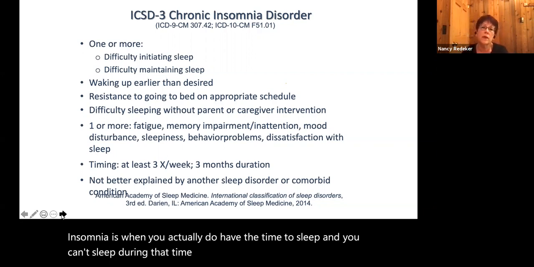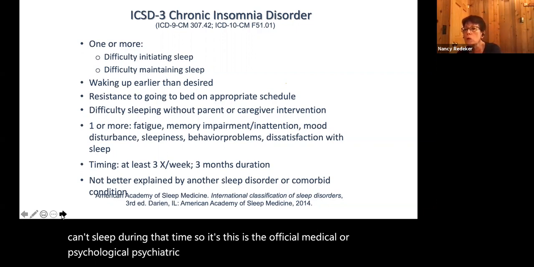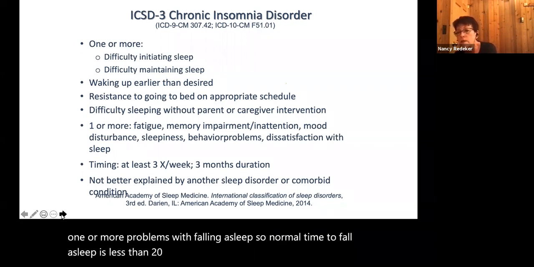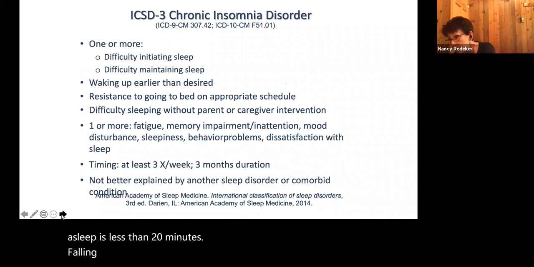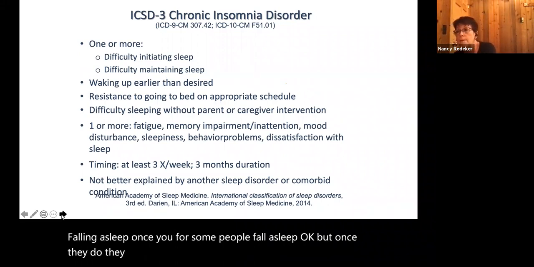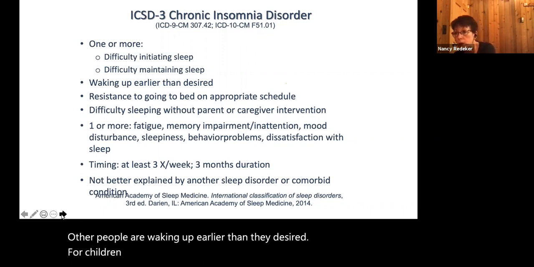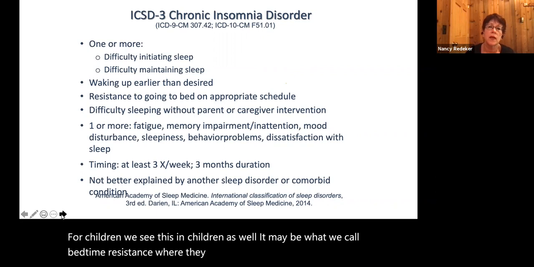This is the official medical or psychiatric diagnosis. These are people that have one or more problems with falling asleep. A normal time to fall asleep is less than 20 minutes. Some people fall asleep okay, but once they do, they can't stay asleep. Other people are waking up earlier than they desire. We see this in children as well. It may be what we call bedtime resistance, where they're just hyped up and they can't go to bed.